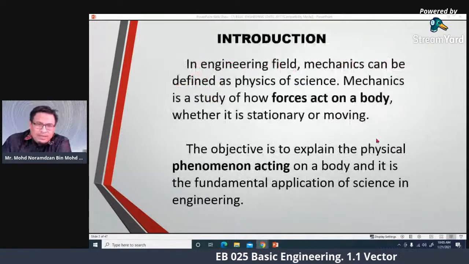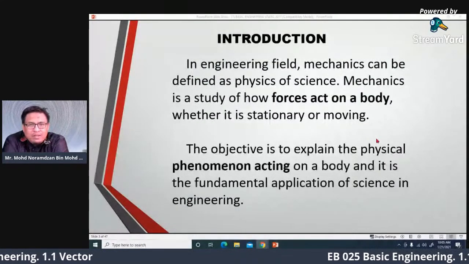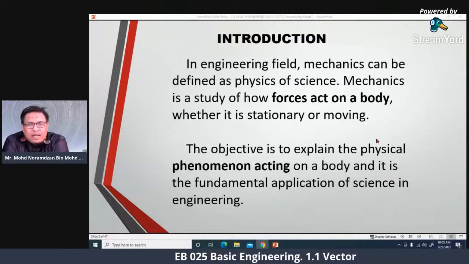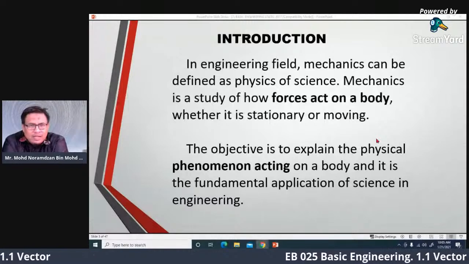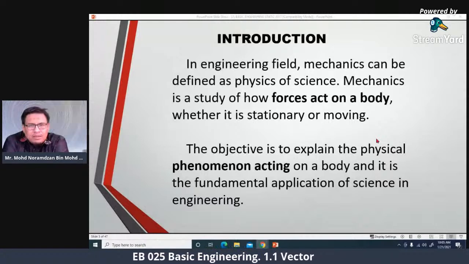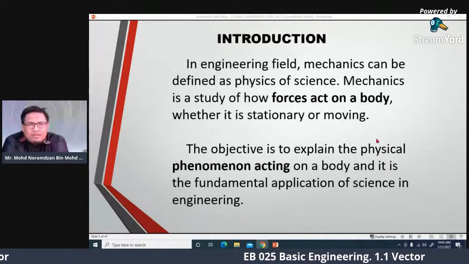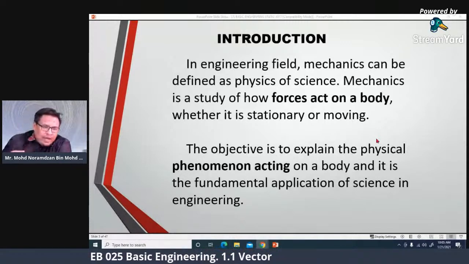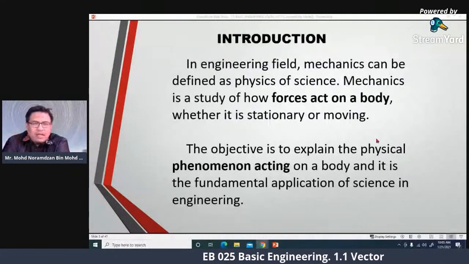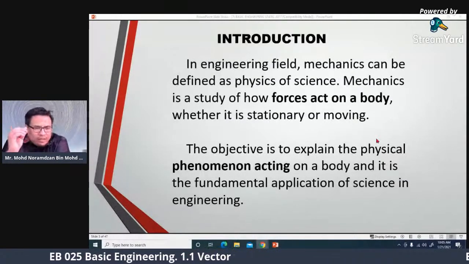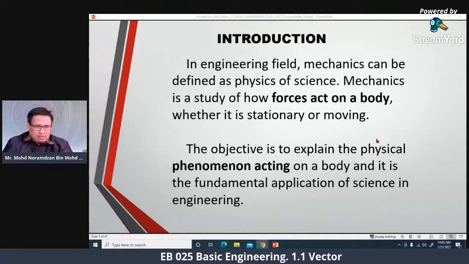Introduction. In the engineering field, mechanics can be defined as a physical science. Mechanics is the study of how force acts on a body, whether it is stationary or moving. That means if a force acts on the body, either we push or we pull, we call it mechanics. The impact of the force, the pull or push, either the object is stationary or moving.